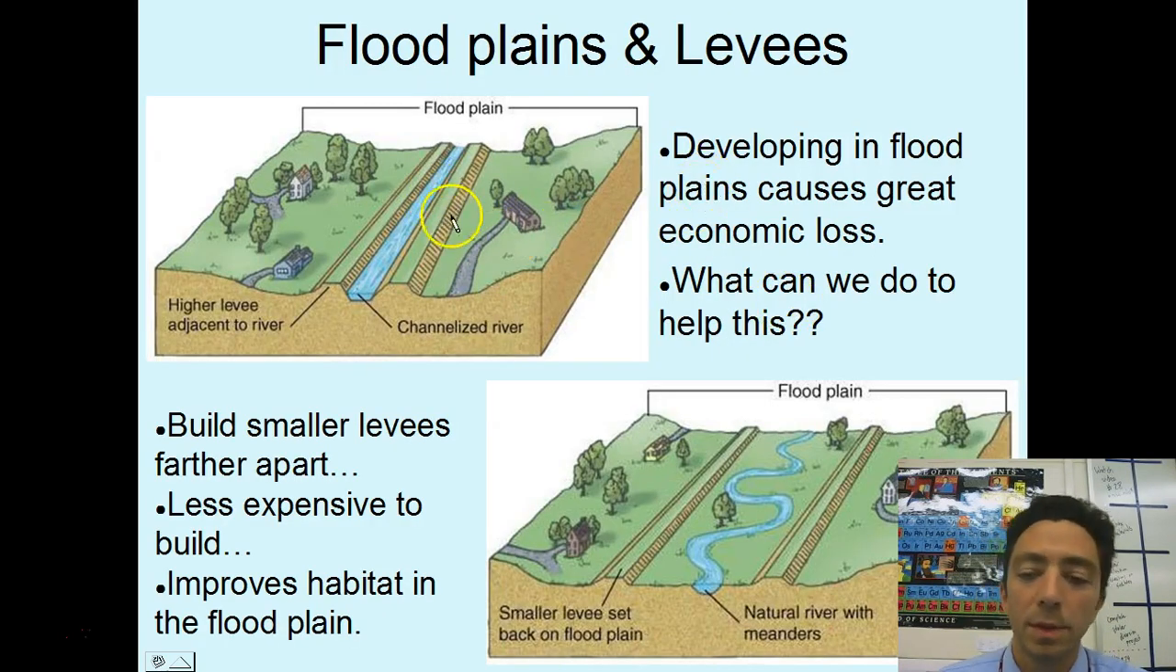Floodplains and levees, so these areas around rivers, like the Mississippi River, for example, is very fertile land because you have this long history of having running water there. So there's a lot of plants, a lot of organic material to decompose. You get very rich soils.